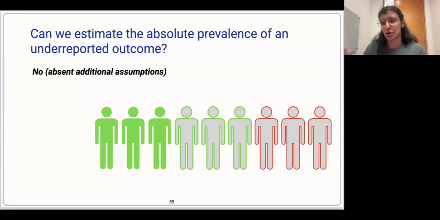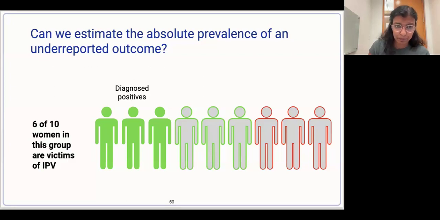And sadly, the short answer is without additional assumptions, it's impossible to estimate the absolute prevalence when you have access to an underreported label. And plenty of people have proven that this is impossible without additional assumptions. And the assumptions that have been provided by prior work are unlikely to be true in healthcare. So let's walk through what that means.